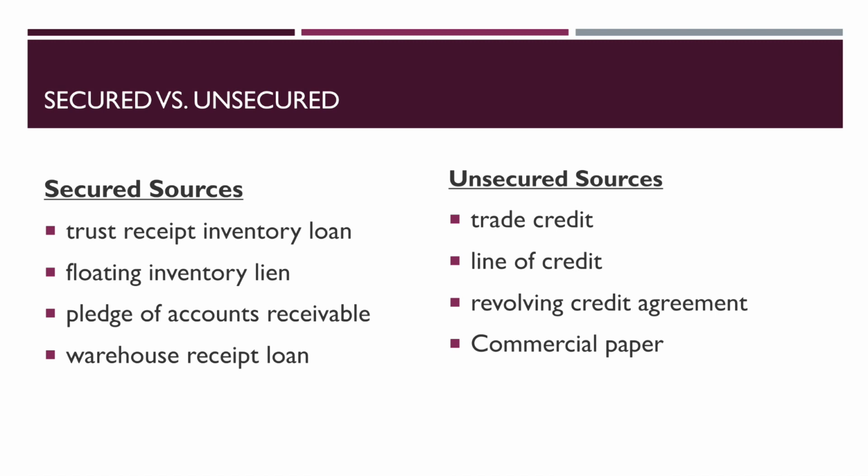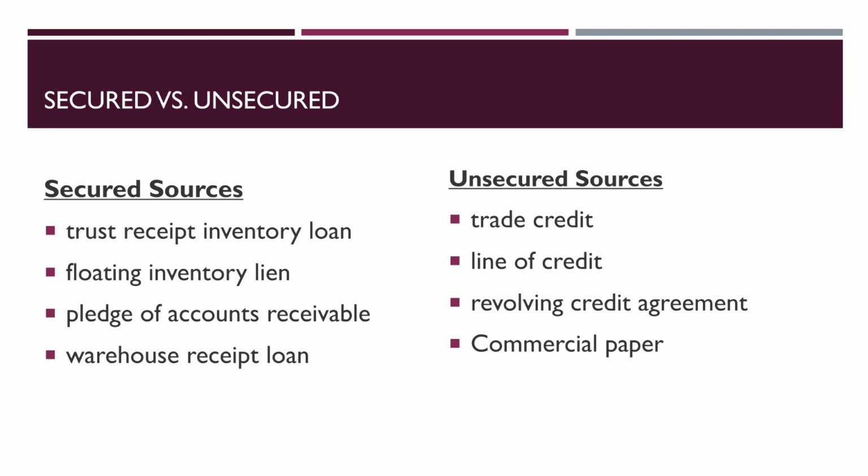Second, let's look at a floating inventory lien. Very similar to the first option, it's a secured short-term loan against inventory under which the lender's claim is on the borrower's inventory in general. Third, as far as secured sources, pledge of accounts receivable. This is the use of a firm's accounts receivable as security or collateral to obtain a short-term loan. It is exactly as it sounds.